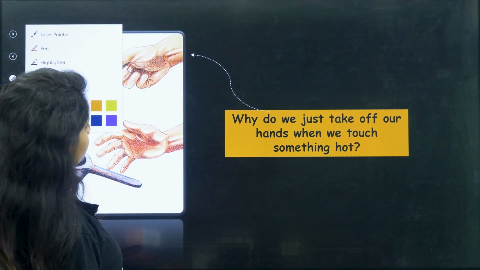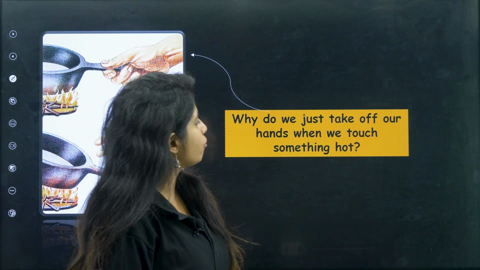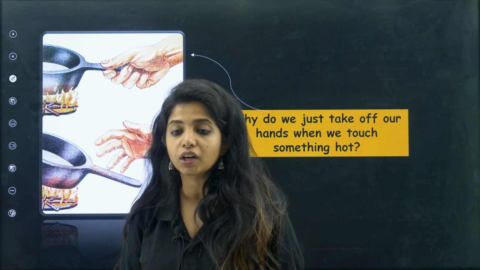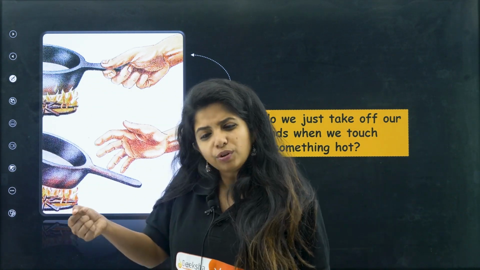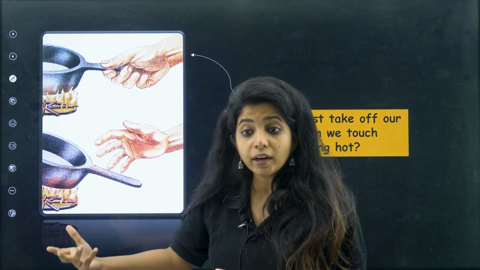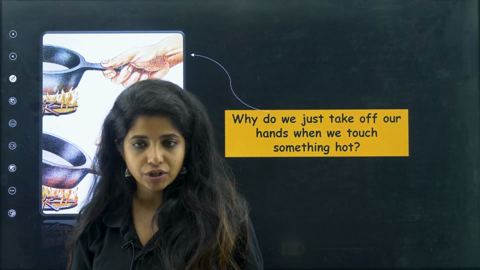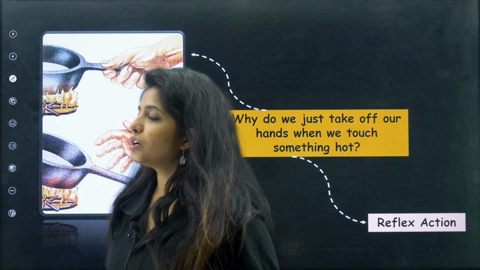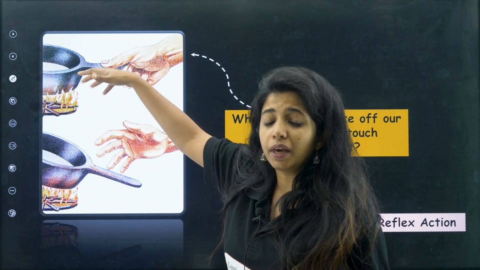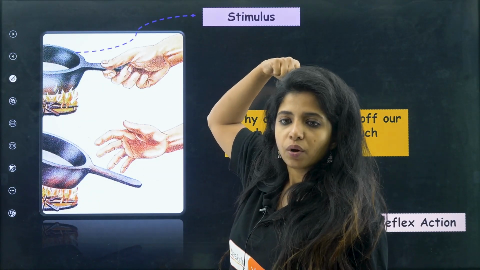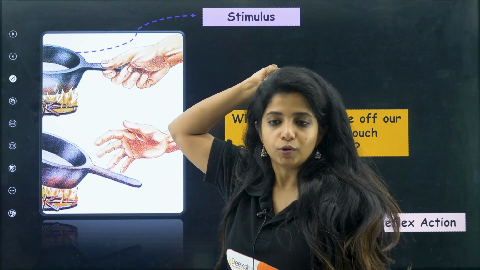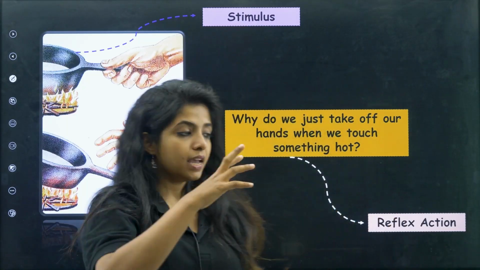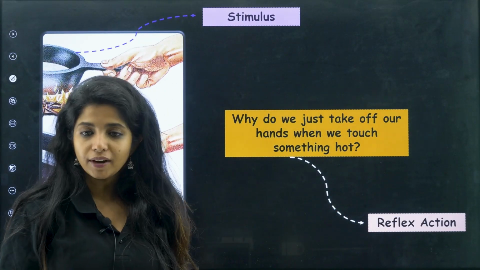That question is, why do we just take off our hands when we touch something hot? Why do you think always when you touch something hot, you just do like this? Why do you think this happens? And what do you call this action? You call this action reflex action, okay? And over here, the thing that is making you do this action, what do you call it? You call this stimulus. So you have stimulus, and then the action that you show is known as reflex action.